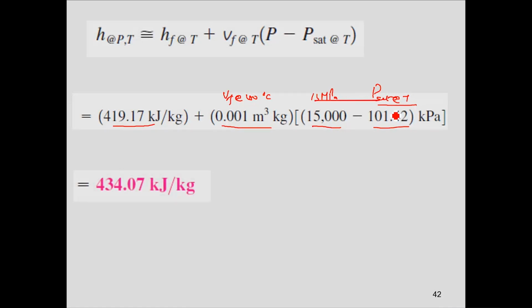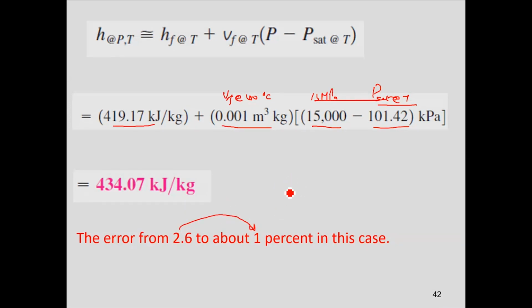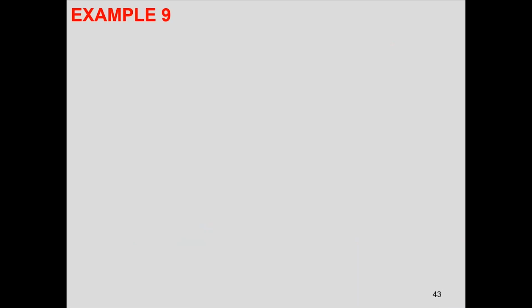So this is the saturation pressure at the given temperature. Now you see the answer comes out to be 434.07, which reduces the error from 2.6 to 1%. So this approximation essentially reduces your error in the enthalpy calculation for compressed liquids. Moving on, we'll move on towards the last example.